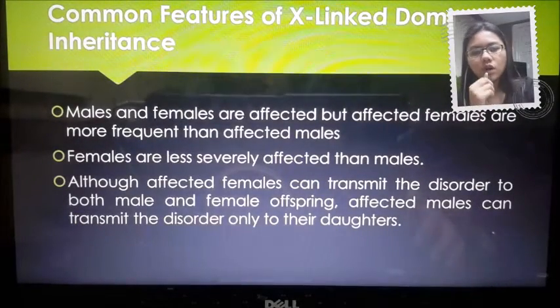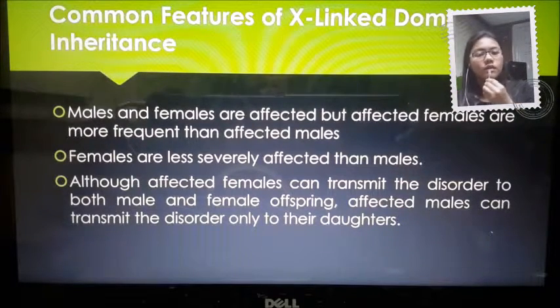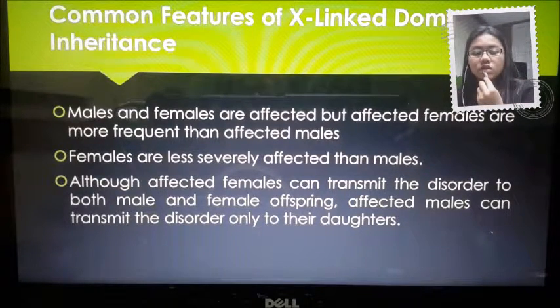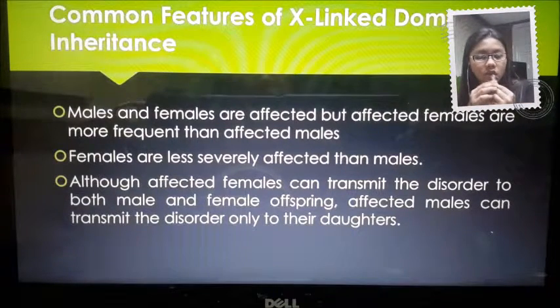Common features of X-linked dominant inheritance: males and females are affected, but affected females are more frequent than affected males. Females are less severely affected, and although affected females can transmit the disorder to both male and female offspring, affected males can transmit the disorder only to their daughters.